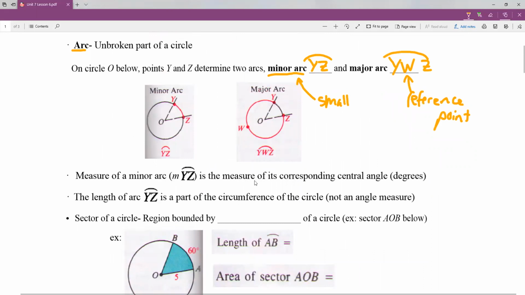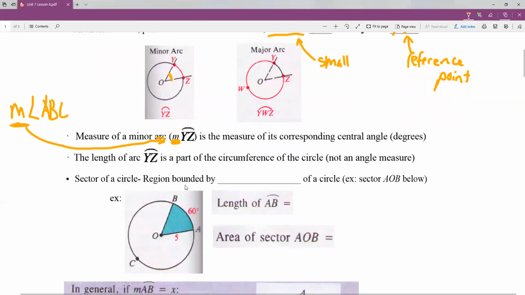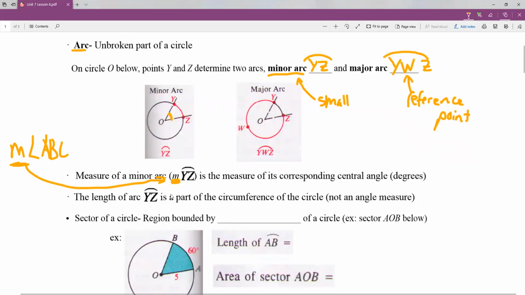The measure of a minor arc YZ is the measure of its corresponding central angle in degrees. So the measure of the arc is equal to the degree measure inside there. The length of YZ is a part of the circumference of the circle, not an angle measure. Here we can tell it's talking about an angle measure because it uses this little m. Like when we talk about the measure of angle ABC, you always wondered what that little m in front of the angle stood for, and it means the measure of the angle. They're trying to replicate that here with this notation. The length of YZ is just the distance from here to here along the circle. It's part of the circumference, part of the distance around the circle.